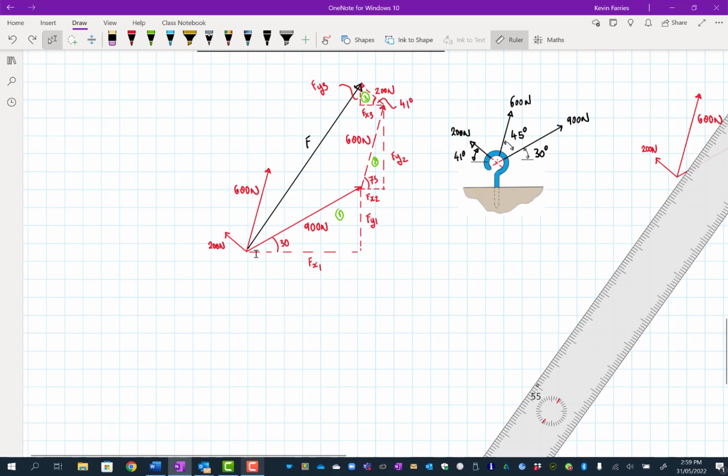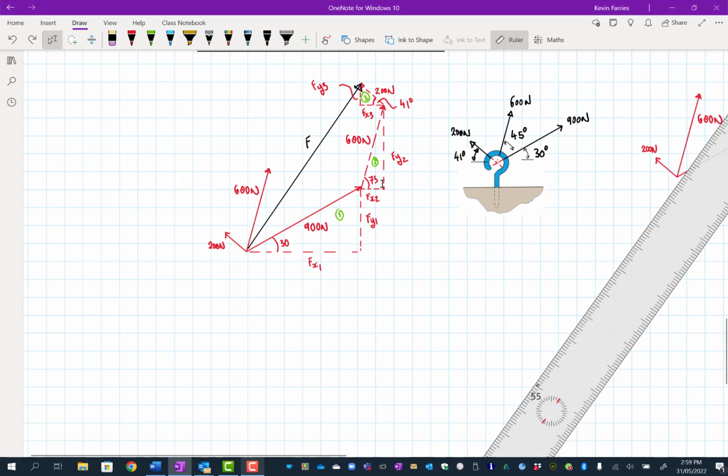So then we need to try and find the angles in those. For this first one here, we've got this 900 newtons. We know that the angle between horizontal and that is 30 degrees, so we know that this angle here is 30 degrees, sorted. Then we look at the 601, we've got to be careful, it's 45 degrees to this vector, so the total angle in there is the sum of those, so 45 plus 30, so we've got 75 degrees in there. And then this last one here, we've got the angle from horizontal to the 200 Newton force is 41 degrees, so that's what I've got here.